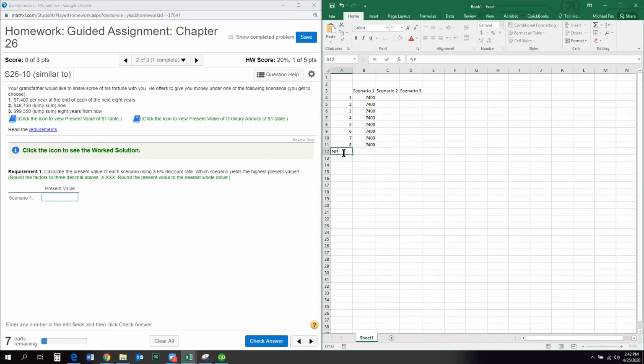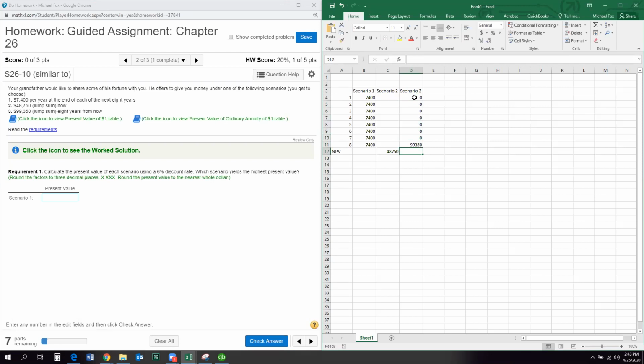And then we can calculate the net present value. Scenario 2 is going to give us $48,750 right now. So the net present value of money right now is the value of the money because you have it in your hand right now. And then the last one is that it's going to give us $0 each year until the end of the 8th year, and then it's going to pay us $99,350. So the question is, which one of these is the best deal?